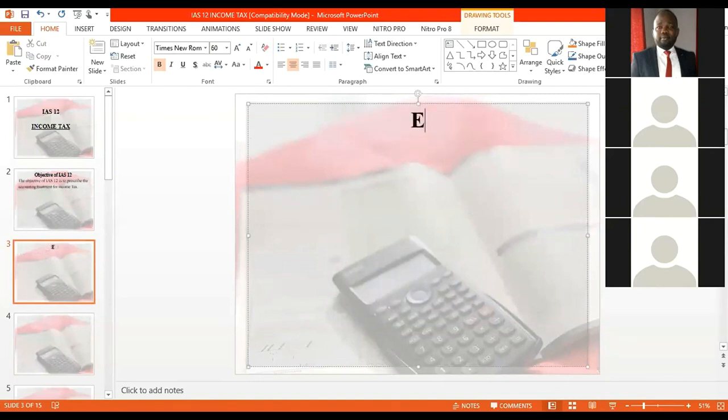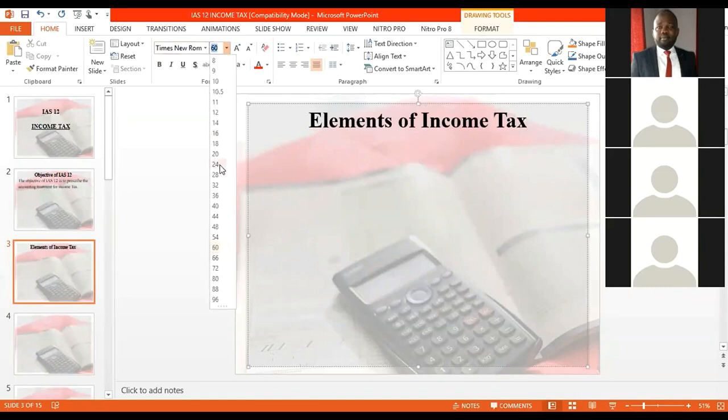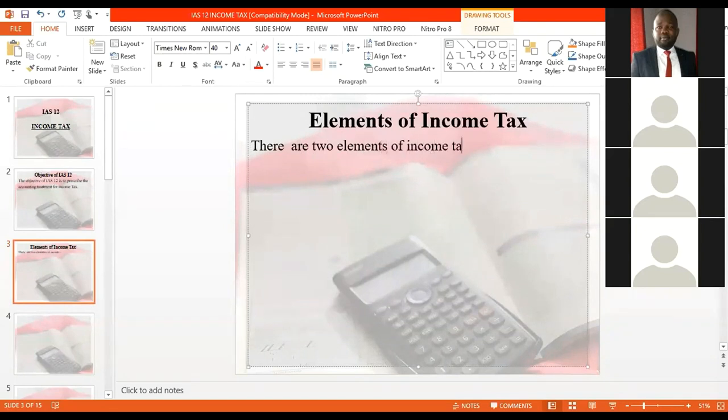So there is what we call elements. What are the elements of income tax? That is what I want us to start with. There are two elements of income tax. Some books say there are three, but I will explain why. We normally have two elements of income tax.